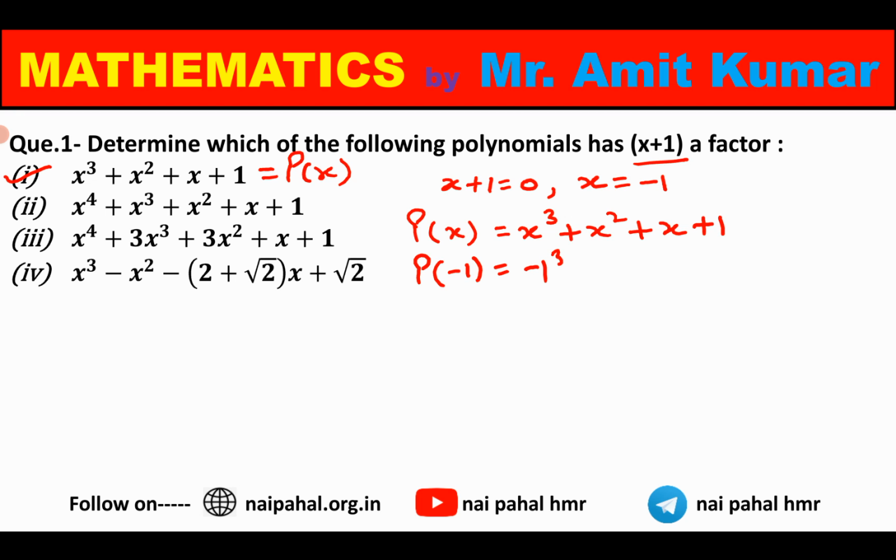Cube of minus 1 plus square of minus 1 plus minus 1 and plus 1. Here the cube of minus 1 will be minus 1, the square of minus 1 will be plus 1, and minus 1 and again plus 1. So here it is 0. So we can say that x plus 1 is a factor of the polynomial p(x).